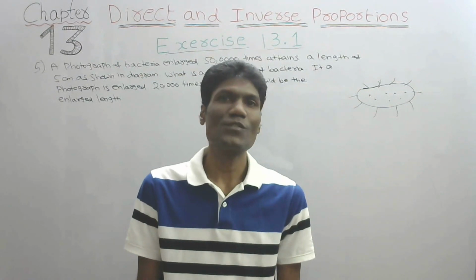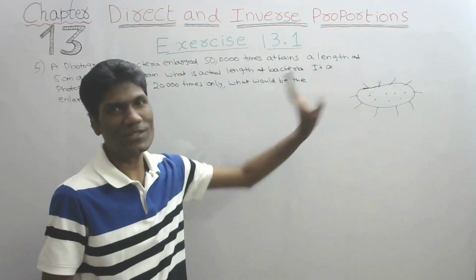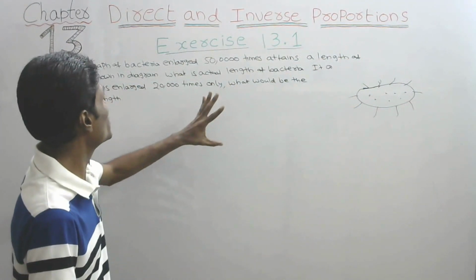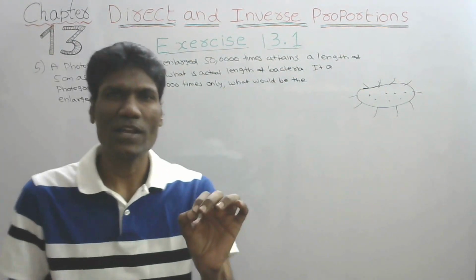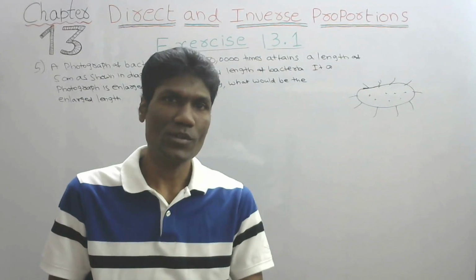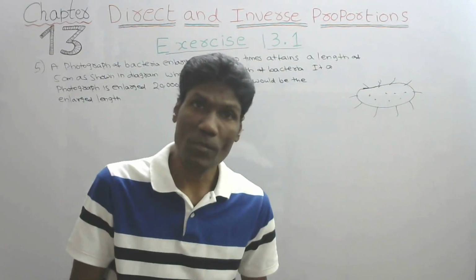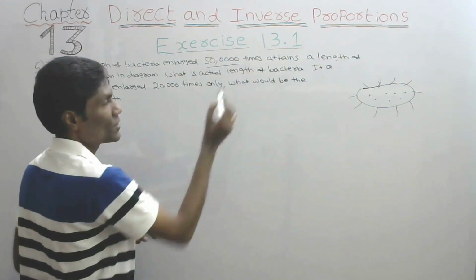Next, fifth question, simple question. What he says is, one bacteria is there. It is seen enlarged. Why? Because bacteria will be very small in size. We cannot see it, so it is enlarged. How much is it enlarged? 50,000 times it is enlarged.